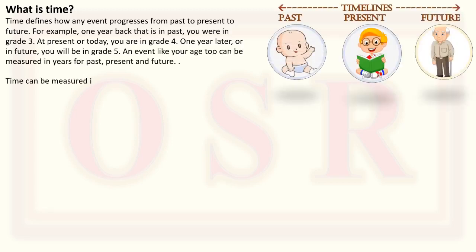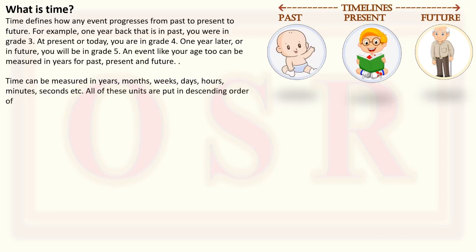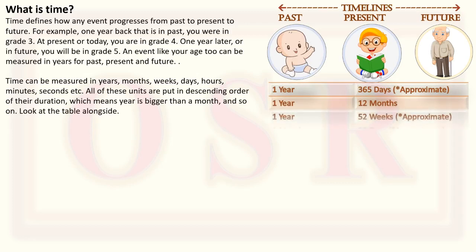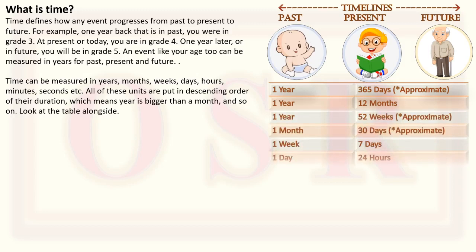Now time can be measured in years, months, weeks, days, hours, minutes, seconds, etc. All of these units are put in descending order of their duration, which means a year is bigger than a month and so on. Look at the table alongside. This table explains the conversion between different units of time. There is approximate mentioned in some of the conversions. We will explain later why it is so. Okay, please remember this table.